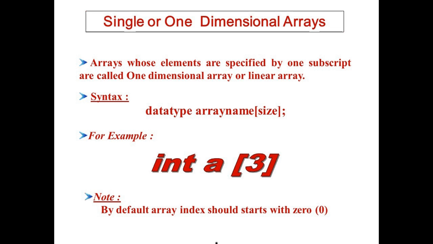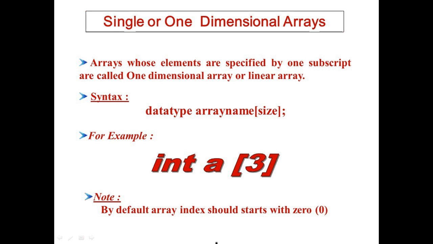Like if we are going to store the roll number of the student, then we will name the array as roll number. If we are going to store the marks of the student, then we are going to use marks as an array name, and after that we are going to include the size of the array, how many elements the array is going to store. So let me show you an example.